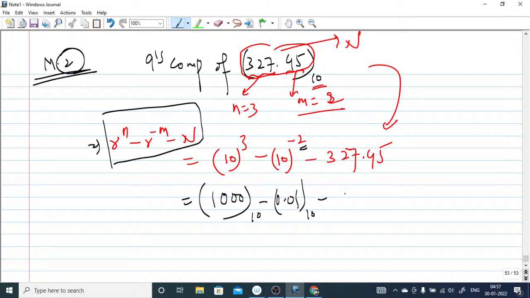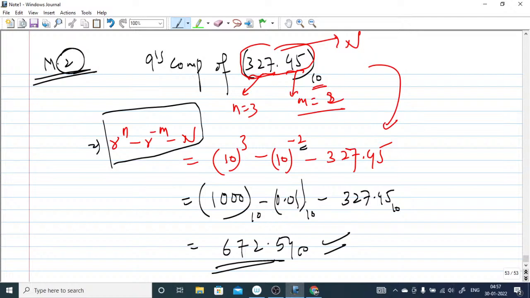And this is 327.45. Now you have to subtract and you will get 672.54. This is the nines complement. If you want to find the tens complement, forget about this, right? You have to directly subtract this, you will get the tens complement.